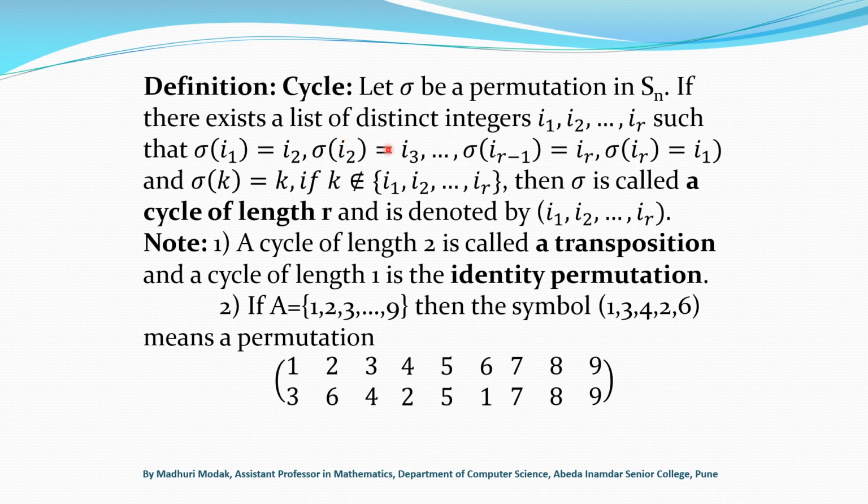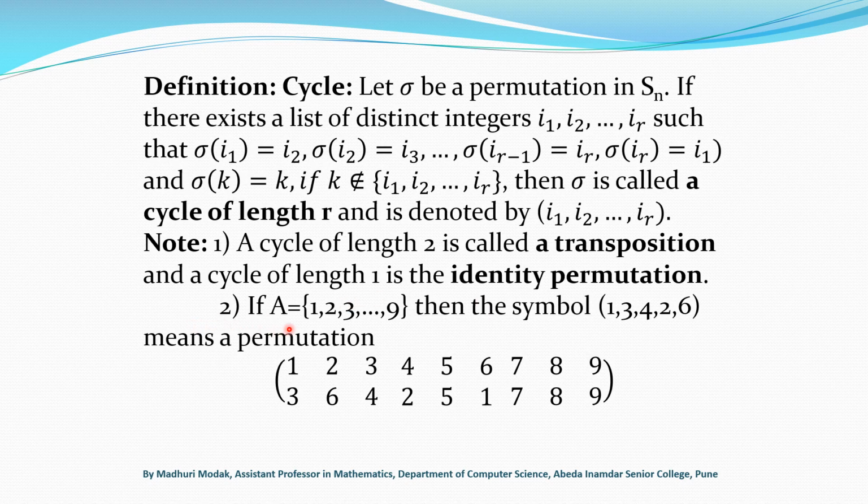So here actually we must get some r distinct elements i1, i2, ..., ir such that i1 is mapping to i2, i2 mapping to i3, i(r-1) mapping to ir, and again ir is mapping to i1 itself. Then in that case, and for remaining elements they are mapping to themselves identically. Then that sigma is a cycle of length r. Now, every cycle of length 2 is called a transposition and cycle of length 1 is the identity permutation.